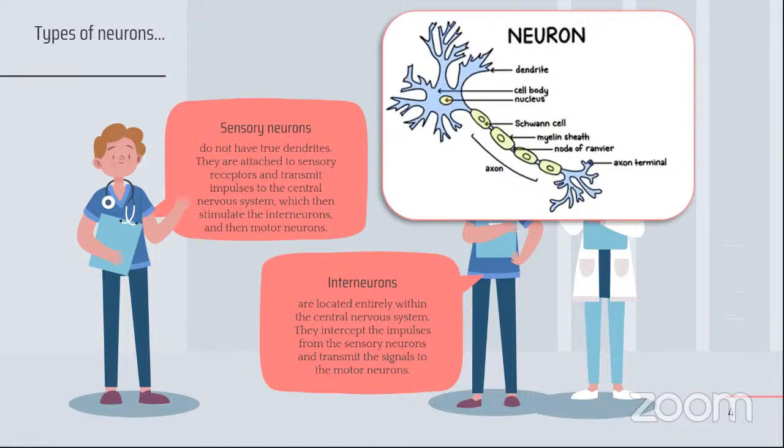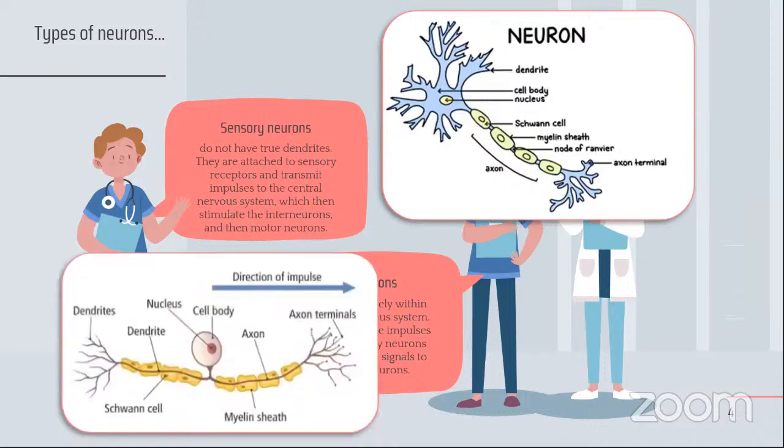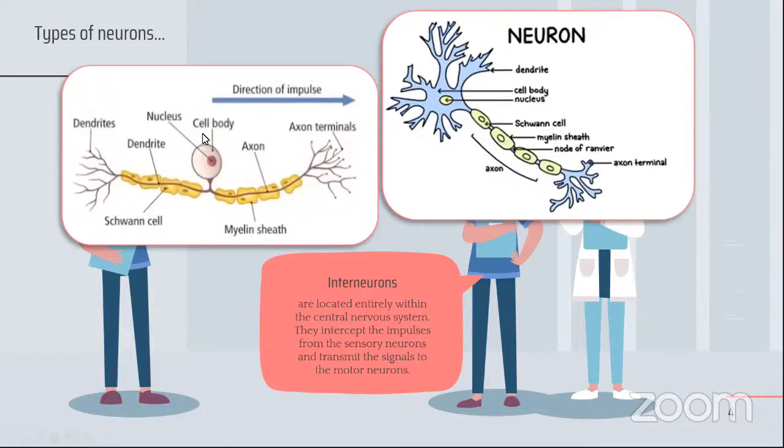The sensory neurons do not have true dendrites. They are attached to sensory receptors and transmit impulses to the central nervous system, which then stimulates the interneurons and then the motor neurons. As you see, this is a little diagram of the sensory neuron. You see we have the cell body in the middle, giving us an axon. The axon has axon terminals, as we already saw in the motor neurons, though there's a little particularity. We see another sort of axon, but actually it's a dendrite. The dendrites give us little terminals.